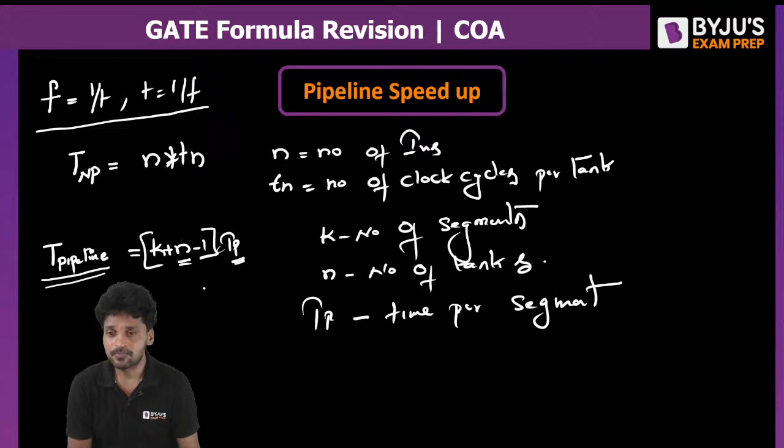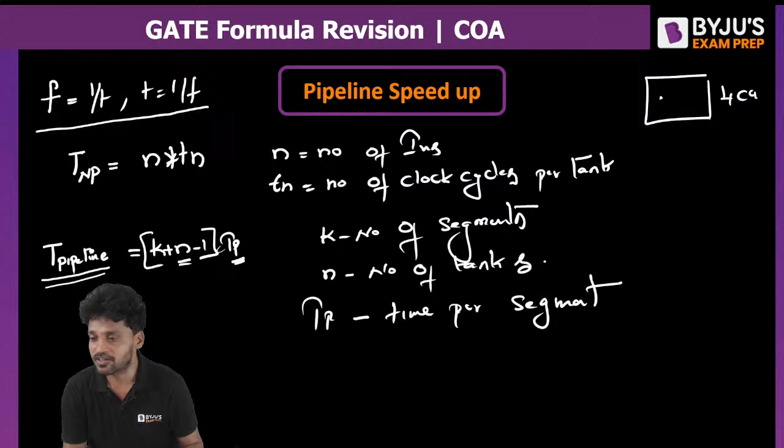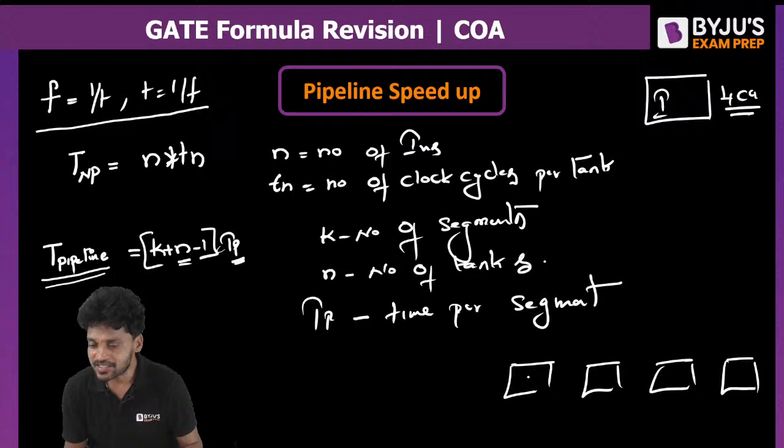Understand this. Lokesh, hold on. I will explain everything clearly. In order to demonstrate this, there is a non-pipeline system which takes 4 clock cycles per instruction. Let us take the same system divided into a 4-segmented pipeline, where each segment takes 1 clock cycle. Understand carefully, all of you.